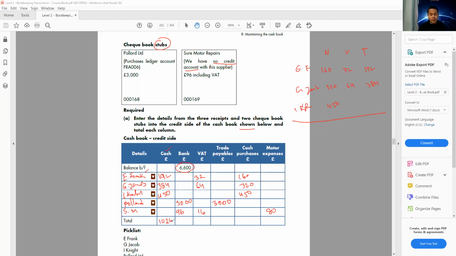Then we're going to add the bank column. Remember, when you add the bank column, always take the opening balance as well, because this money you already had at the beginning of the month. So your total money in the bank will be whatever you already had plus how much you received. That will be the total, 9696. Okay. How much is the total VAT? 112. And then we have trade payable. This is 3,000 anyway.